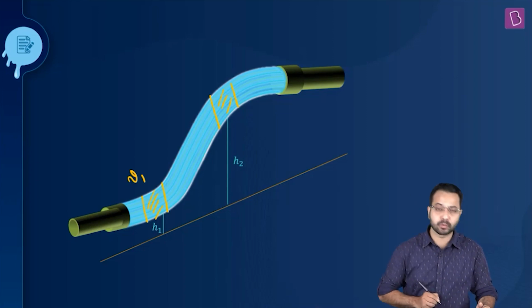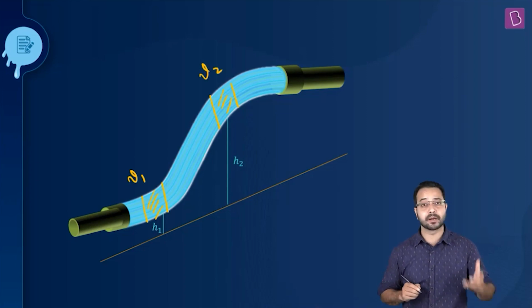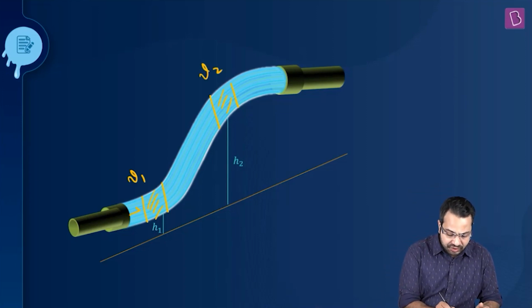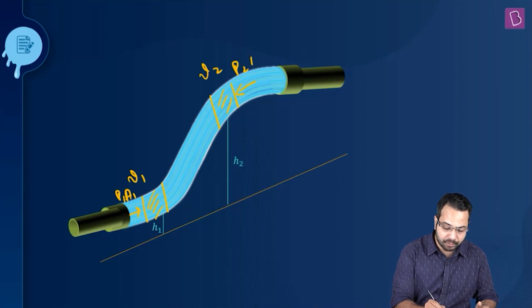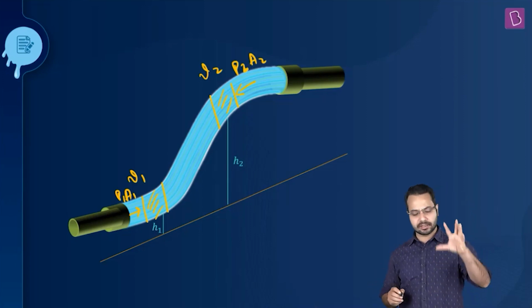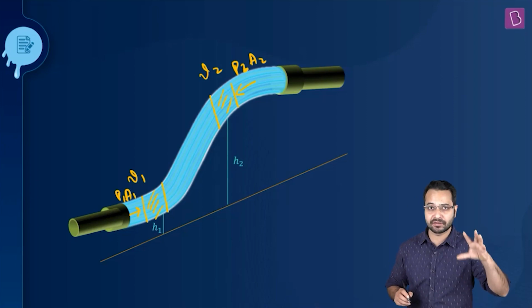The velocity here was v1, the velocity here becomes v2, and if the pressure here is p1, then the force acting at this end is going to be p1a1, and here the force acting would be p2a2. Right? This is the basic setting of the derivation of Bernoulli's equation.